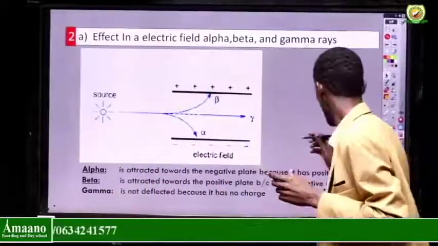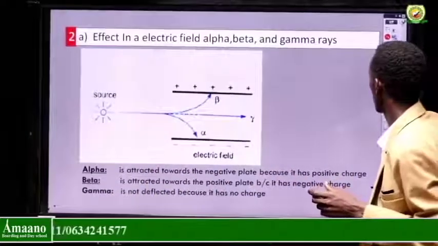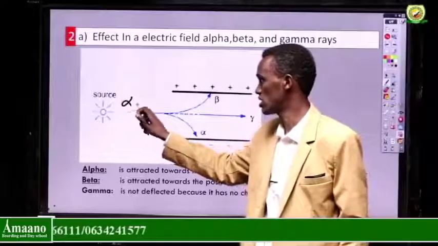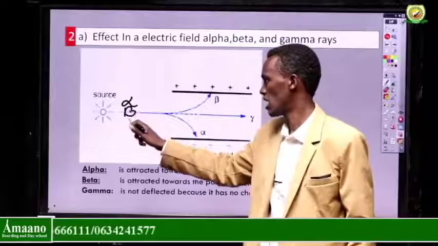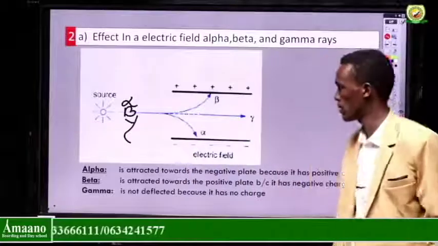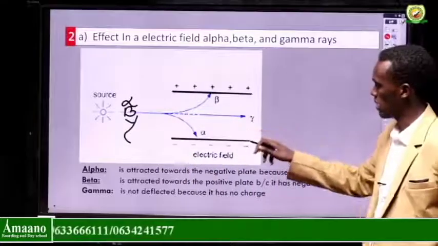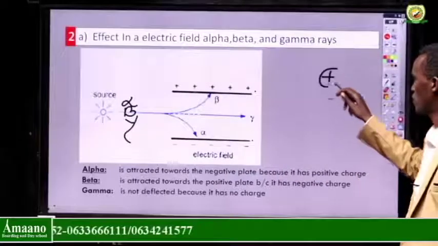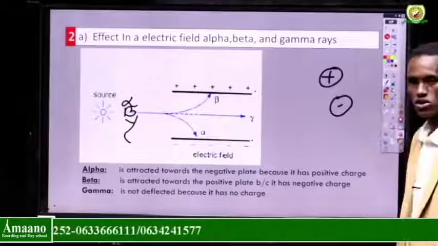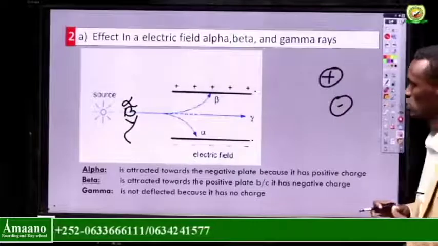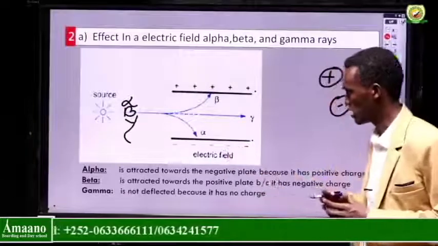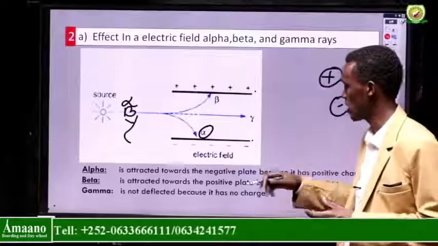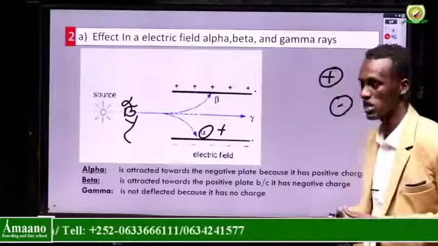Okay, remember that now we have a source of radiation. This source radiates alpha, beta and also gamma. Here we have a negative plate and also a positive plate. So remember that positive charges attract negative charge. So the negative plate attracts alpha particle. That's why alpha particle has positive charge.